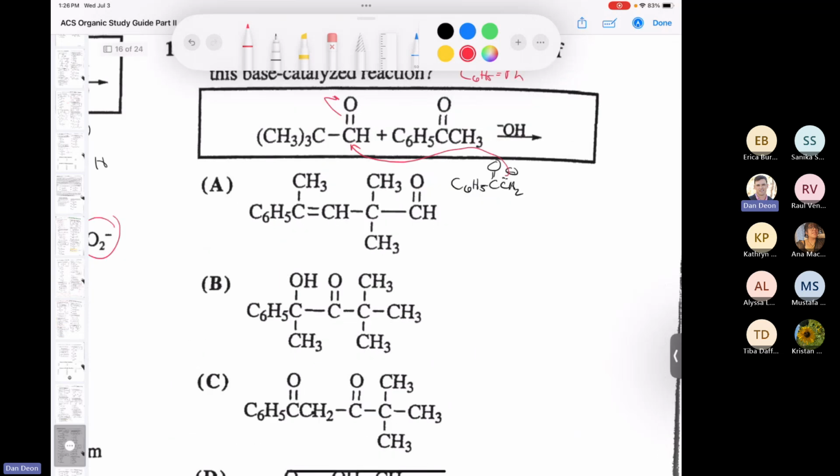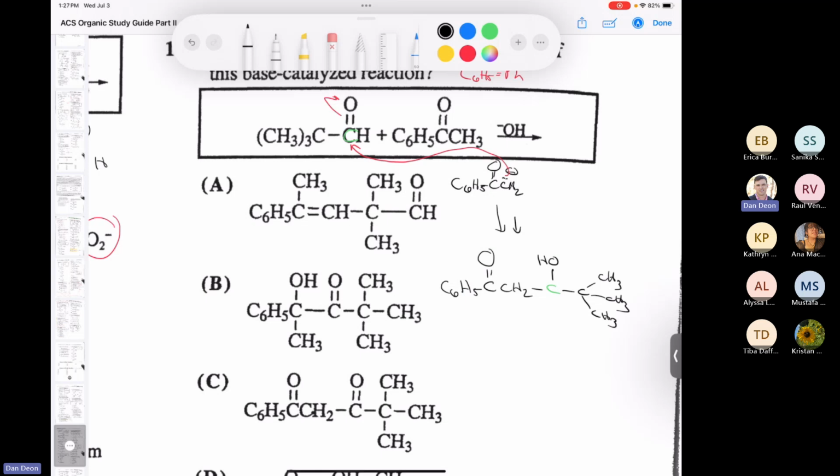If we take a look here, we're going to end up with something that looks like this. We're going to have C6H5, the carbonyl is intact, we have CH2, and what's going to be attached to that is this carbon. If I highlight this carbon in green, it's this carbon right here, but now instead of being an aldehyde, it's going to be an alcohol because of a proton transfer. And then you're also going to have C with 3 methyl groups, like that.